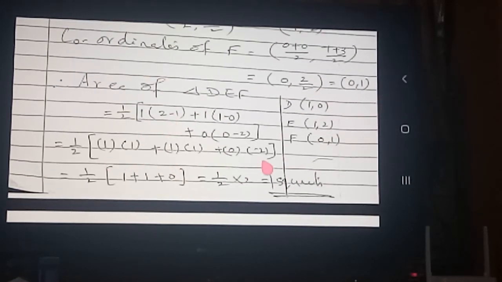Okay, are these steps clear now? Yes. Here 0 into -2 means 0 only will come. So 1 plus 1, 2. Half into 2, how much will come? 1 square unit. So you got the area of triangle DEF. Clear? No doubts here now? Apply the area formula in the correct places for x1 y1, x2 y2, x3 y3, and you will get the answer 1 square unit.